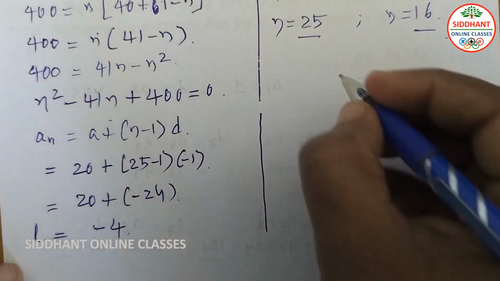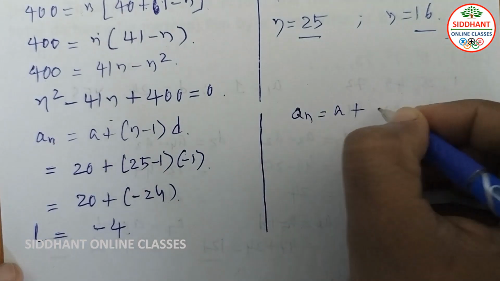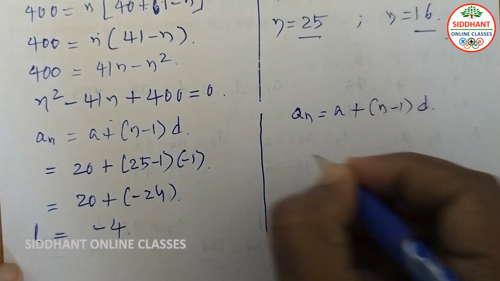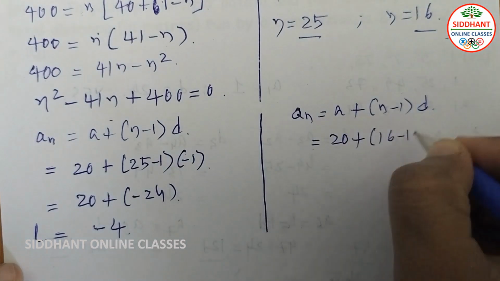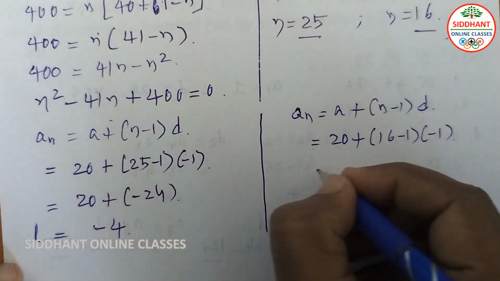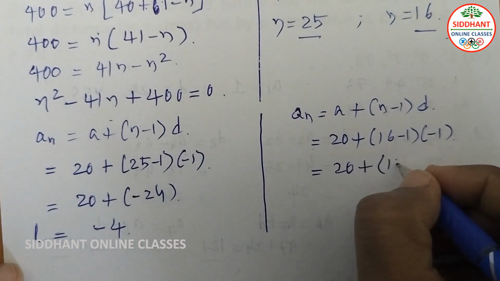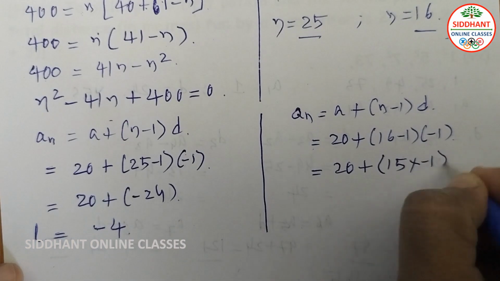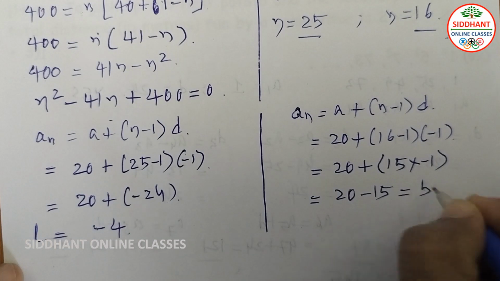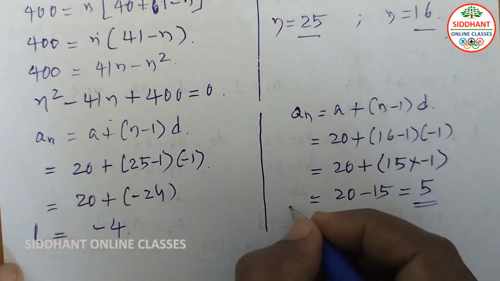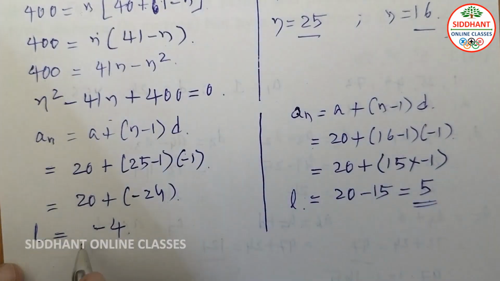If it is 16, then an equal to a plus (n minus 1)d. So that equal to 20 plus (16 minus 1) into minus 1, that is 15 into minus 1. So that equal to 20 minus 15, that equal to 5. So the top row will have 5 here.